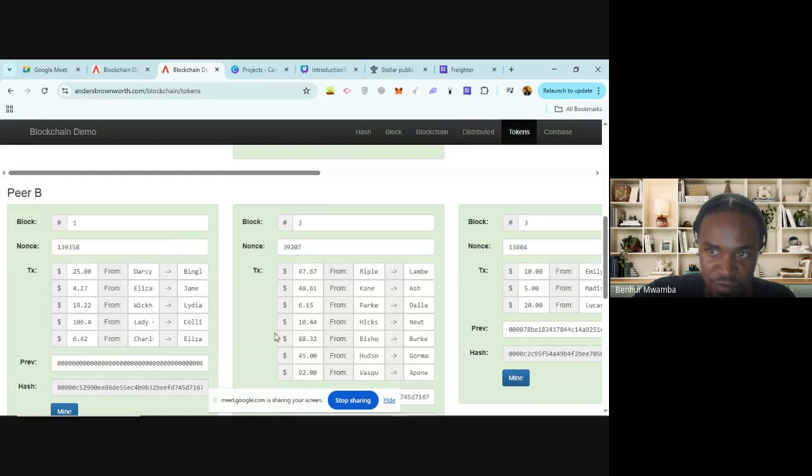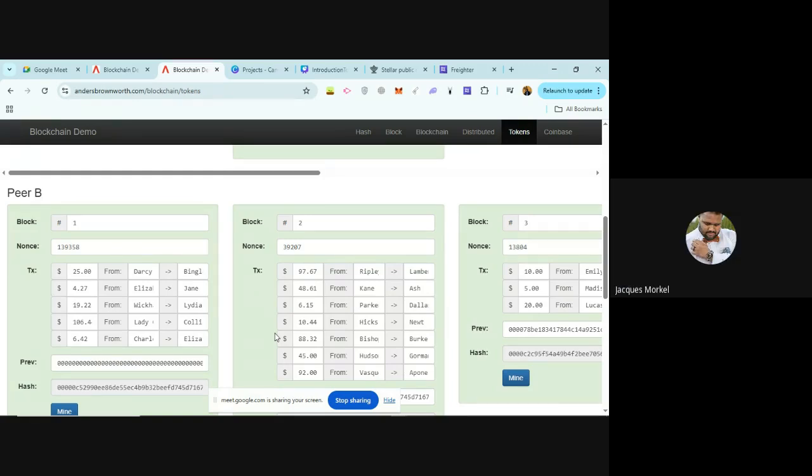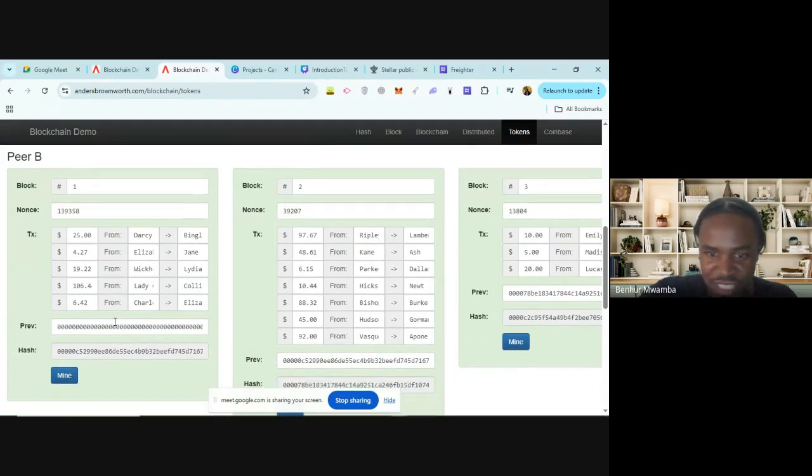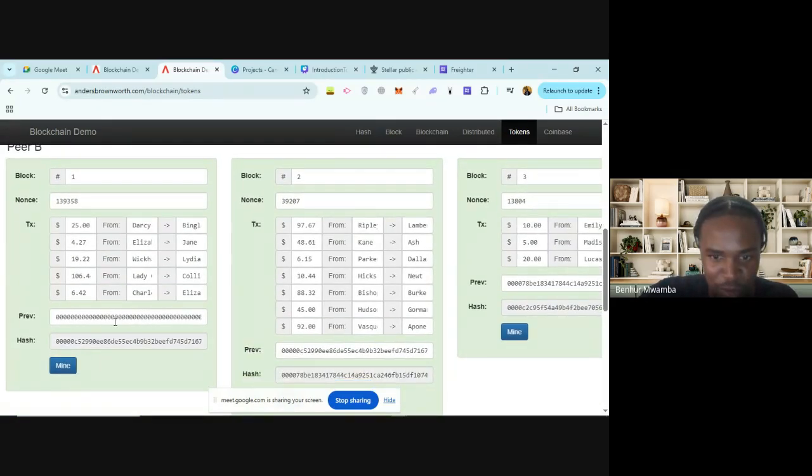Jacques? Sorry, man. I don't know if this has been answered, but you said the 4 zeros is the difficulty of the block, right? Yes. So this is not Stellar. Here I'm not talking about Stellar. This is just for you to understand how blockchain works. It's not Stellar specific, and it's just an example. Here the 4 zeros is the block difficulty in this case, of the proof of work.